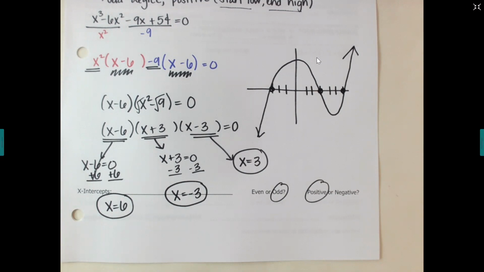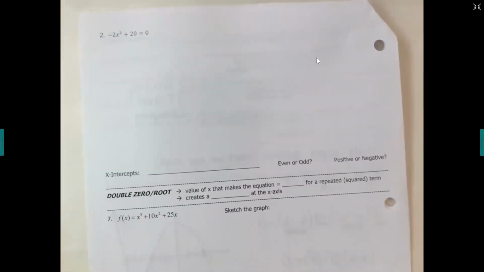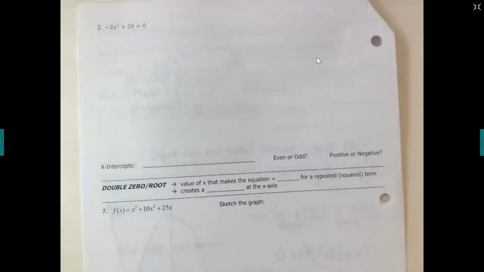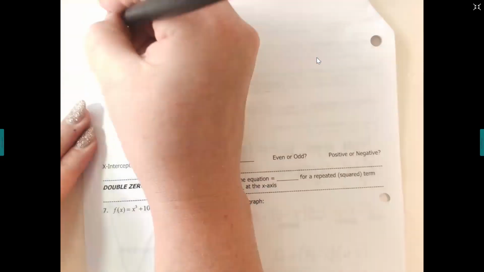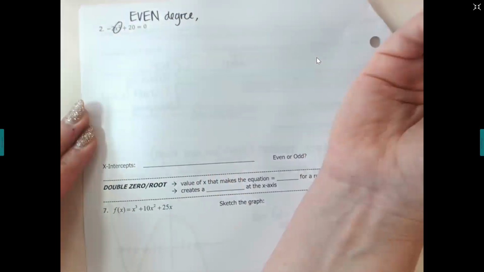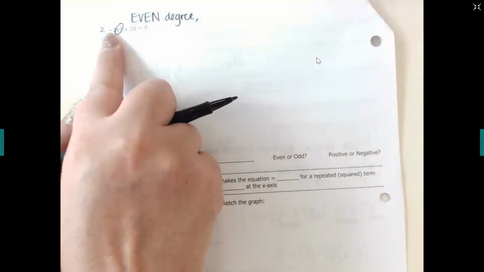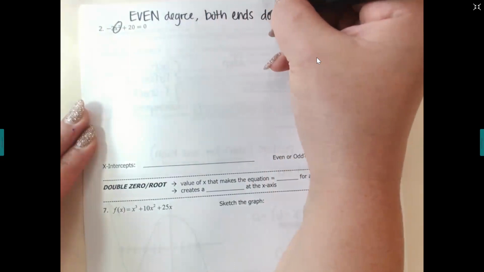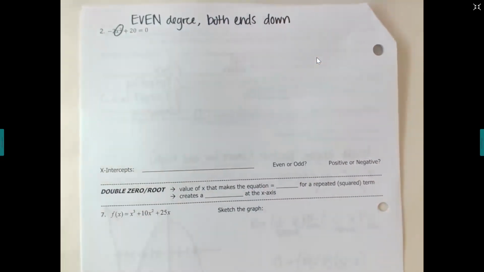First question I have for you on number 2 is, is it even or odd? Okay, x squared is going to be even. And then is it even with a positive or a negative coefficient? In front of that is a negative. So that means both ends down. Versus if it was even with a positive on the x squared, it would be both ends up.